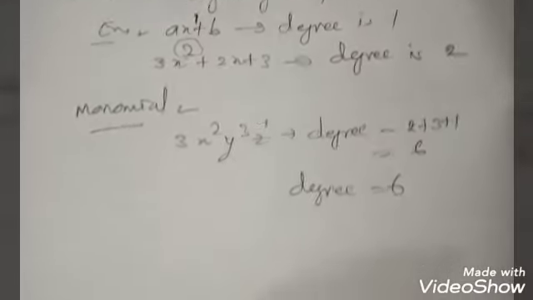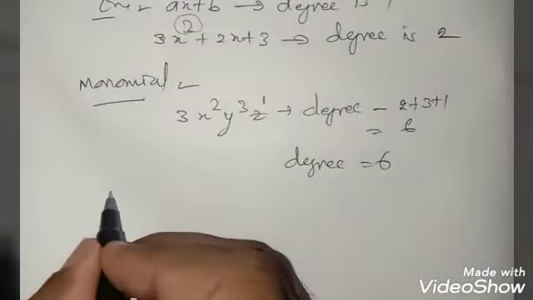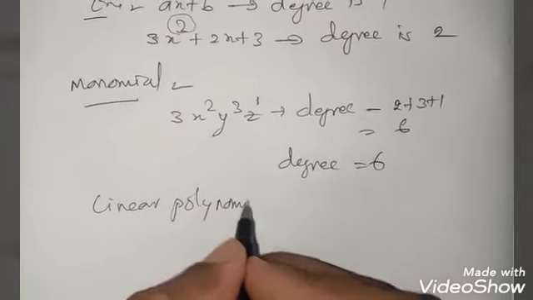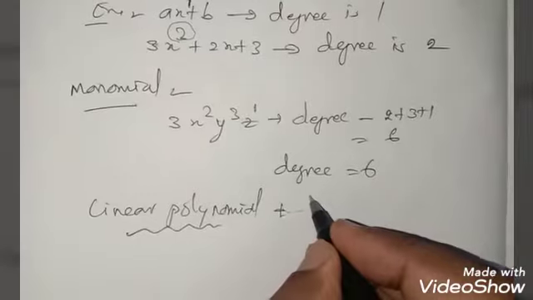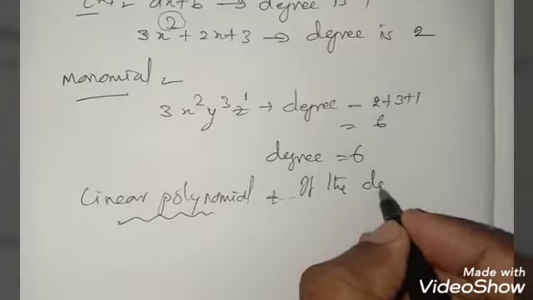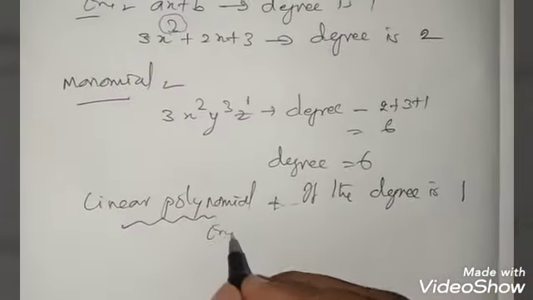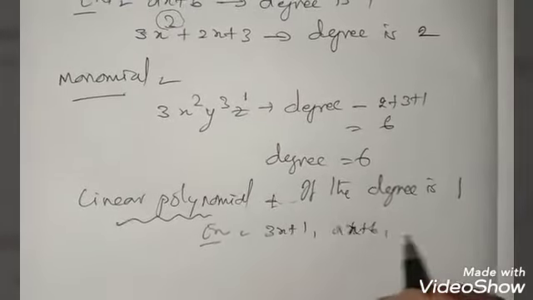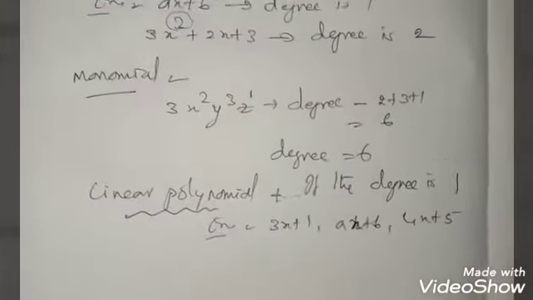So in this polynomial we have different types of degrees. One is linear polynomial. So what is a linear polynomial? If the degree is 1, it is a linear polynomial. If I take an example, that is 3x plus 1, ax plus b, or 4x plus 5. These are the examples of linear polynomial.